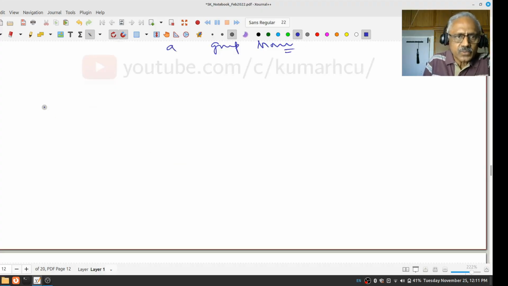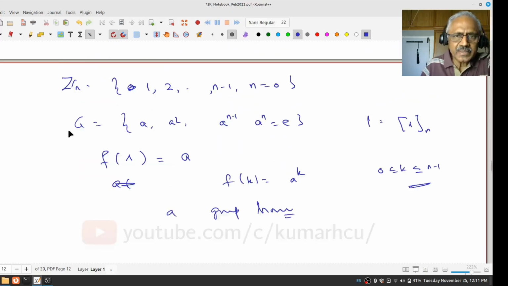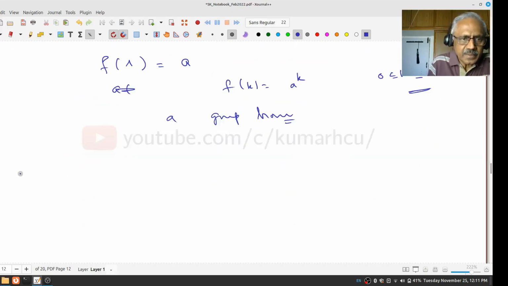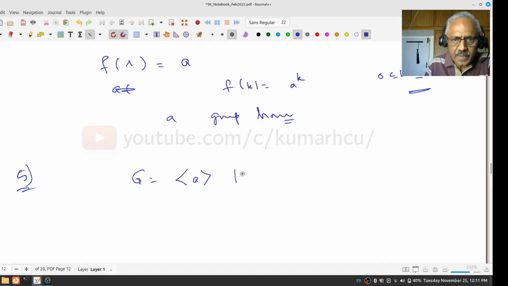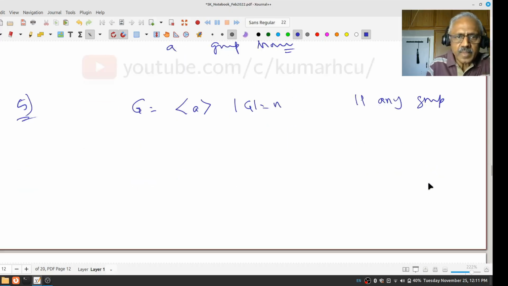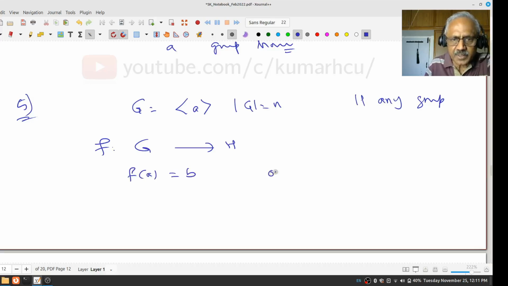Okay. So let us look a little more carefully at this one. I want to check it's a group homomorphism, but let's do it slightly differently. Suppose G is a cyclic group generated by a, and the order of G is, let us say, n, and H is any group. I am looking for a homomorphism from G to H. Therefore, it's enough to know what is f of a. Suppose f of a is b. This b cannot be arbitrary because the order of b must divide n, right?